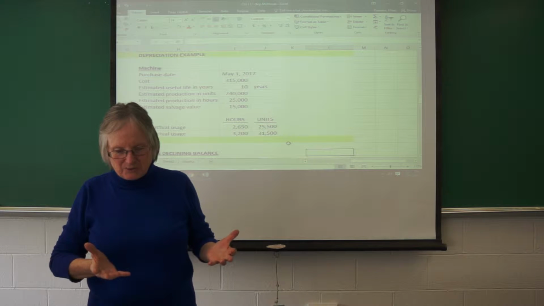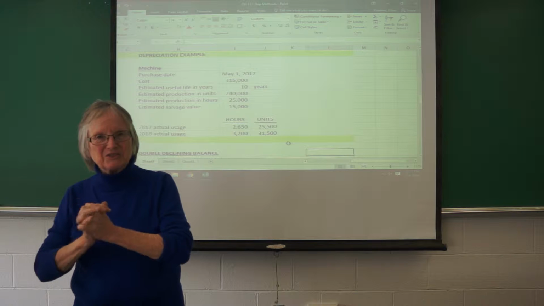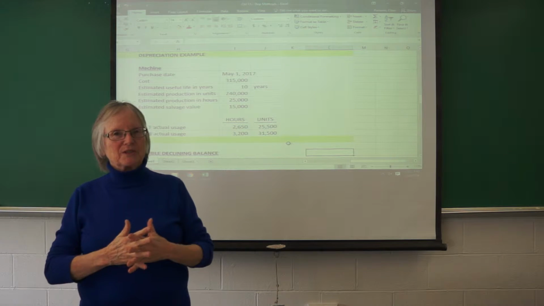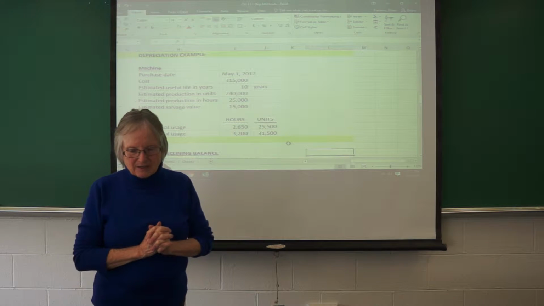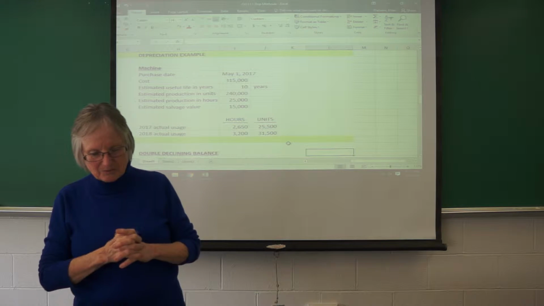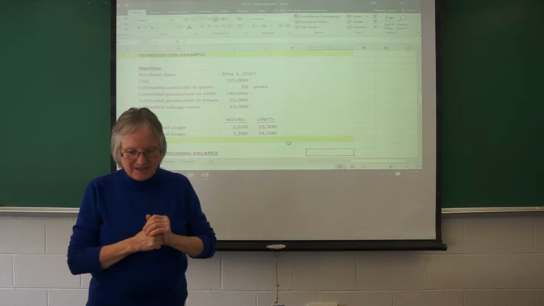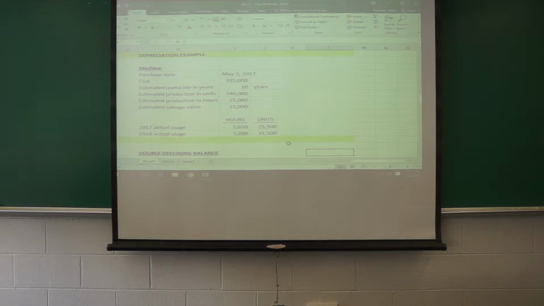The higher depreciation expense at the beginning makes up for the higher maintenance costs later. And it also assumes that the asset is the most productive in its early life. Okay, we're going to be applying a constant percentage to the book value, which will be declining over time. And I think the easiest thing is to just look at the example, and I'll show you how it works.